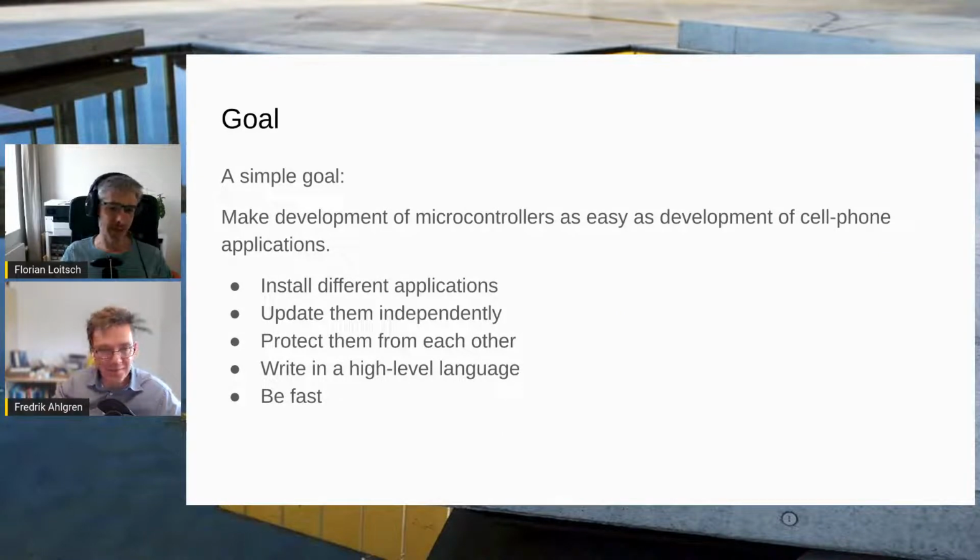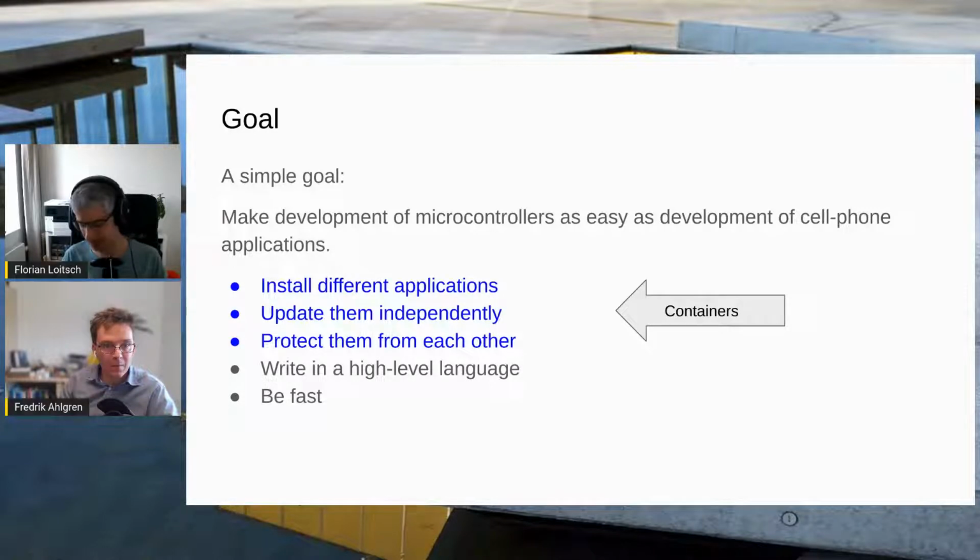And yeah, the goal was basically to make the development of microcontrollers as easy as normal development. I'm mentioning cell phone applications here, but it's also true for normal applications. You want to write applications, install them separately, update them independently, make sure that one application doesn't interfere with another, use a high-level language, and obviously it should be fast. And this is also where the containers come into play. If you want to satisfy these first three bullet points, you basically have to containerize them. You cannot protect applications from each other if you don't put them into containers.